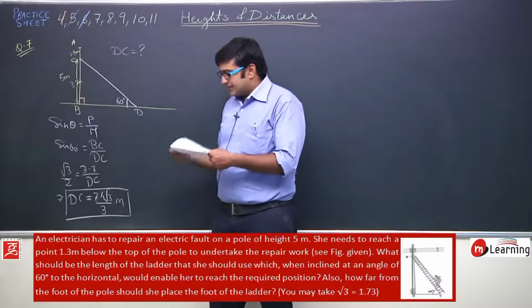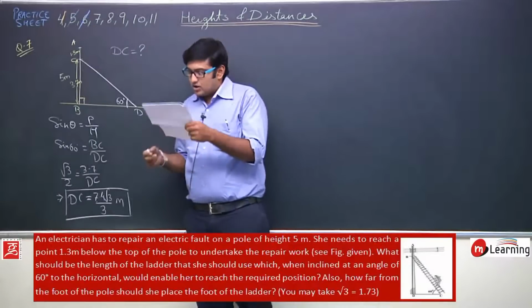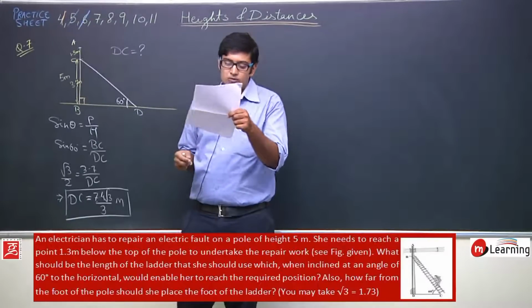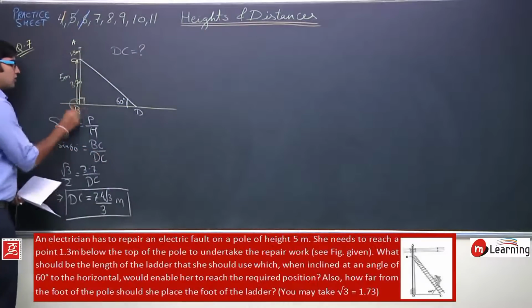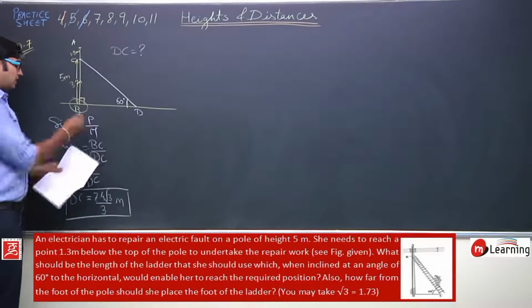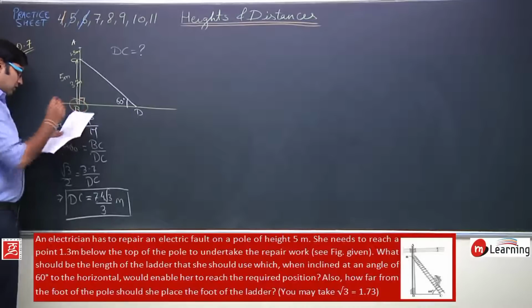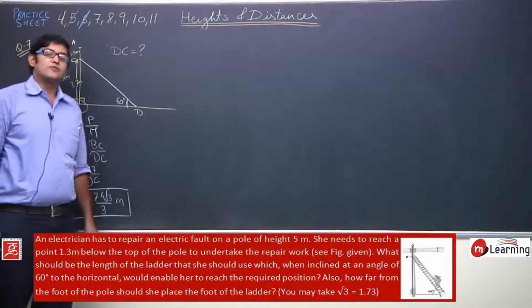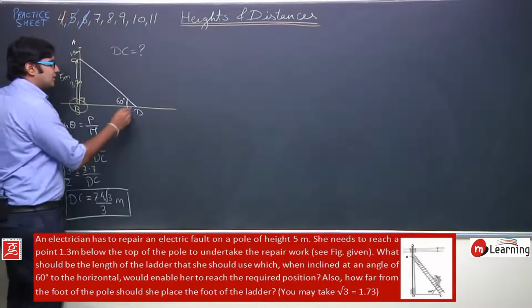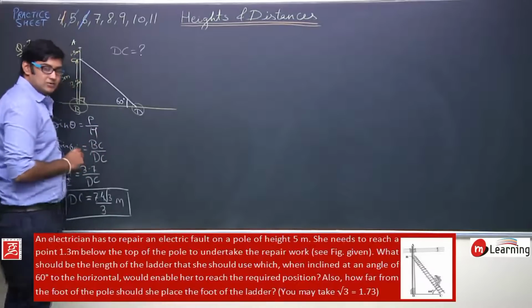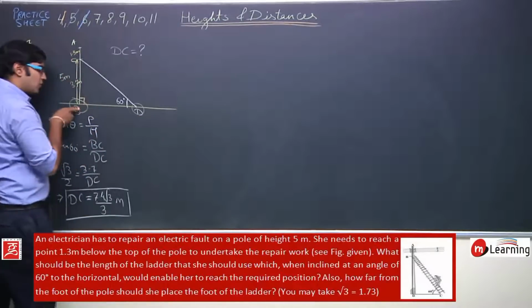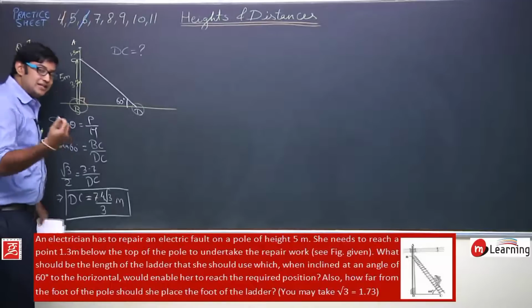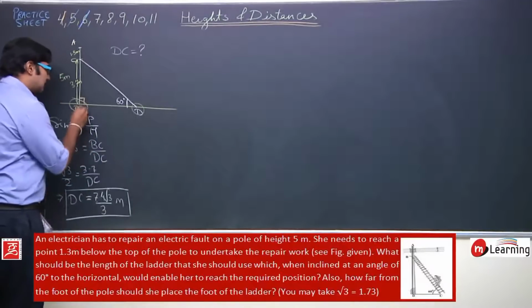Now next, it says also how far from the foot of the pole. What is the foot of the pole? This is the foot of the pole, this B point. How far from the foot of the pole he should place the foot of the ladder. What is the foot of the ladder? This D point is the foot of the ladder. So I need to determine how far this D point is from this B point. It means I need to calculate this length.